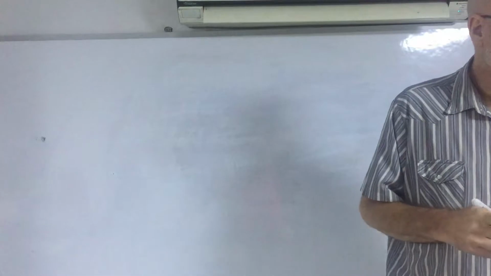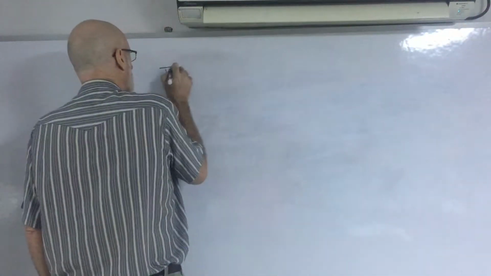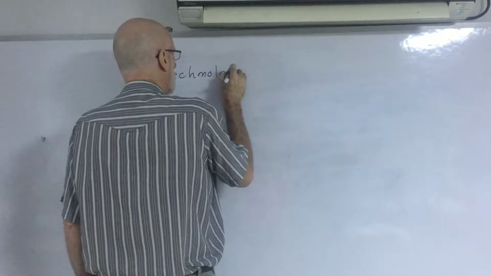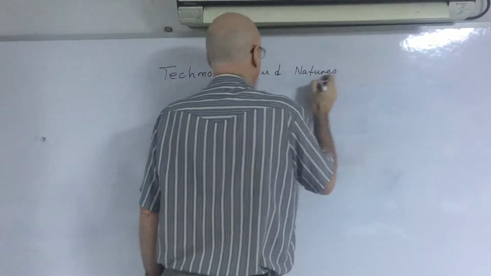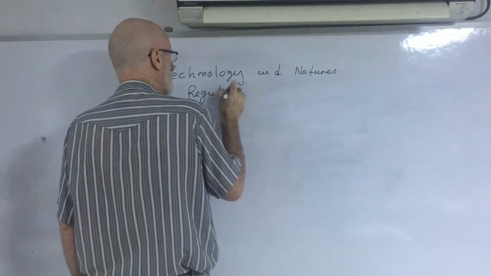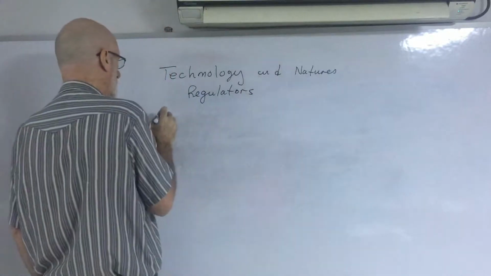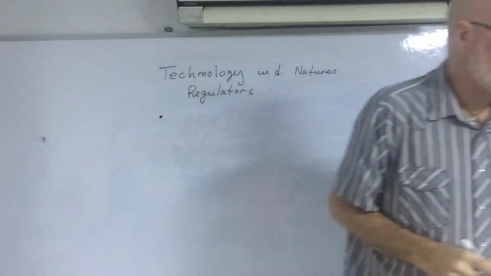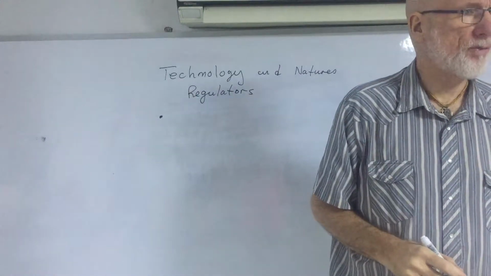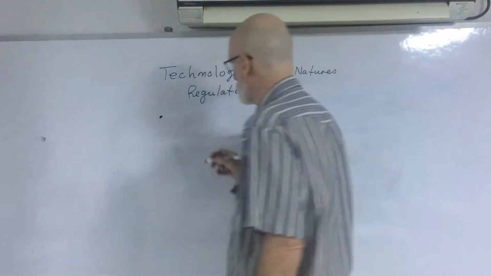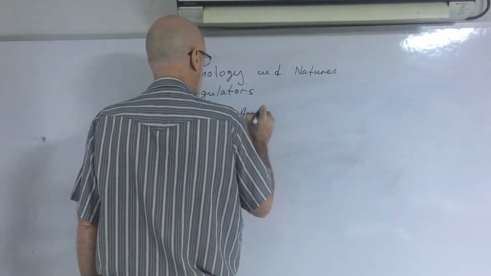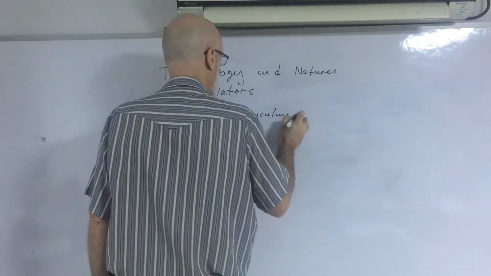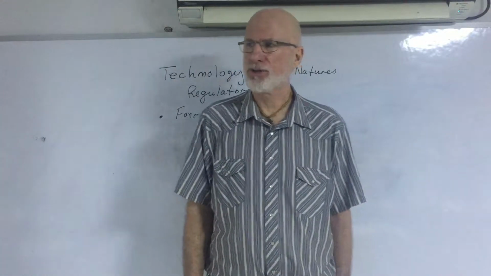All right, let's talk about technology and nature's regulators. Nature's regulators. What is that? What does all this mean? Okay, well, the first thing, according to this, is forestry and agriculture. So let's look at forestry and agriculture.